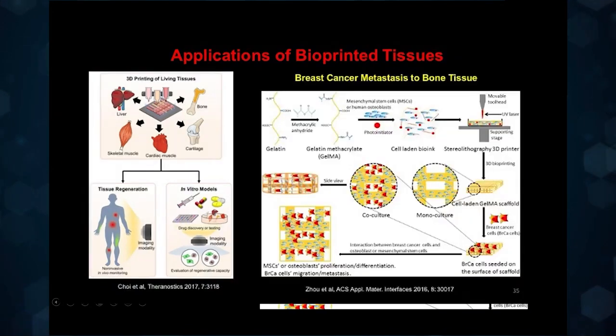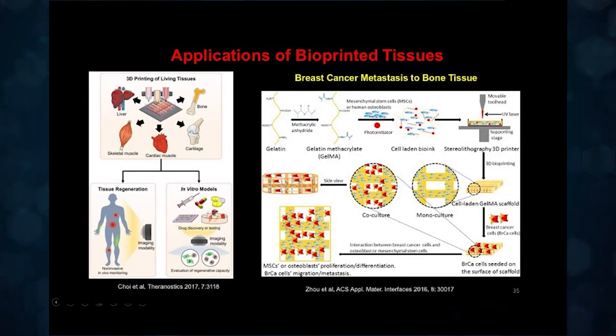So I picked a paper here, where they've tried to look at how breast cancer metastasis happens to bone tissue. So what they did was to take gelatin methacrylate, which is basically gelatin with acrylate groups at the ends, and this would make it a photosensitive polymer. And you mix it with cells. In this particular case, these are mesenchymal stem cells that turn into bone-like cells. And they use stereolithography to prepare these scaffolds.